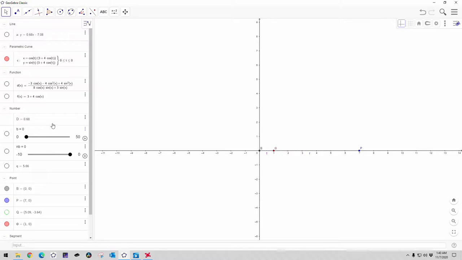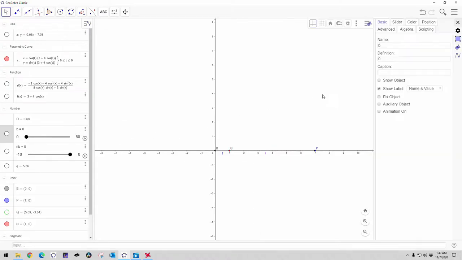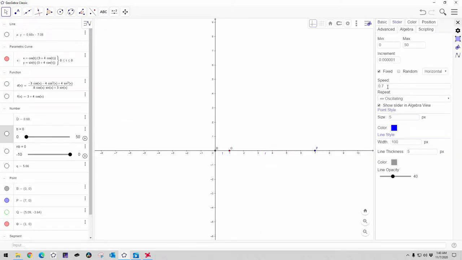And that gives us the limaçon with the inner loop. Right? So there it is right there. It went by really fast. Let me change the settings on this slider here. Put that speed down a bit.